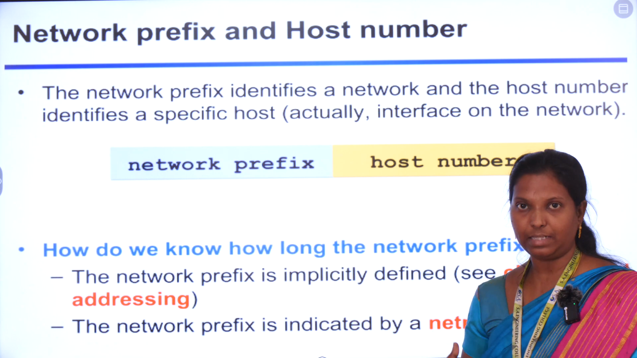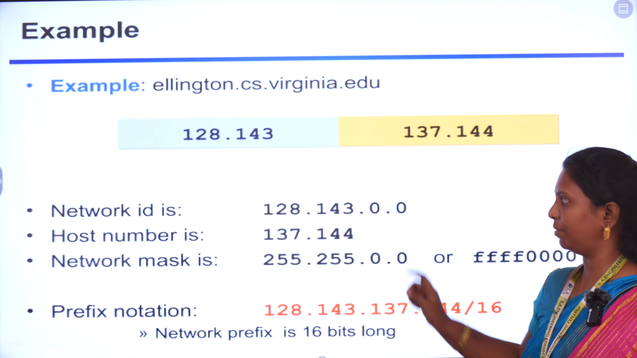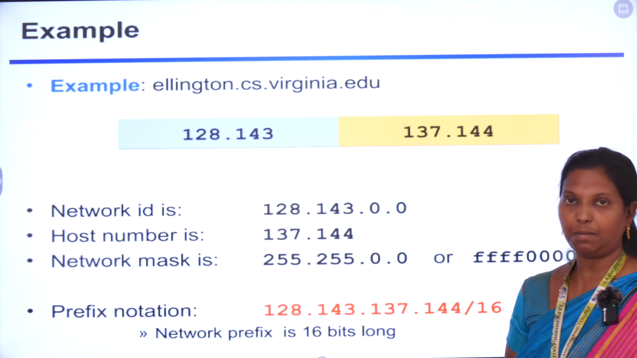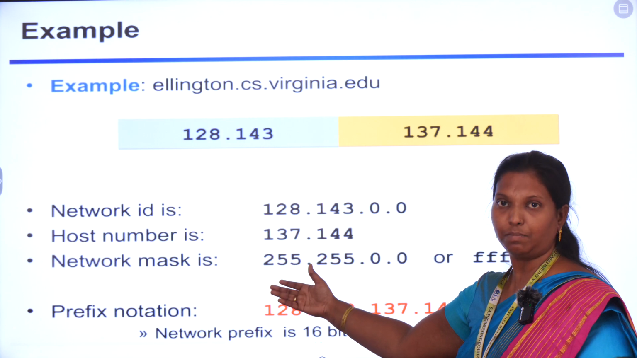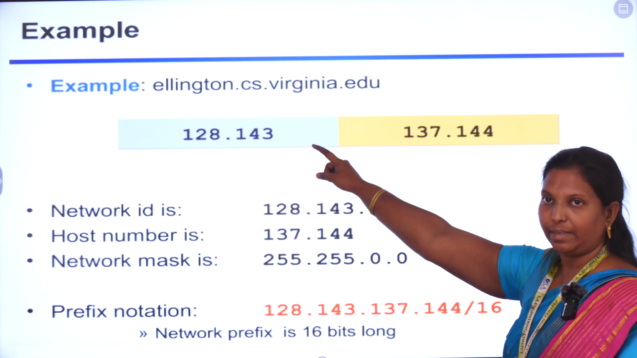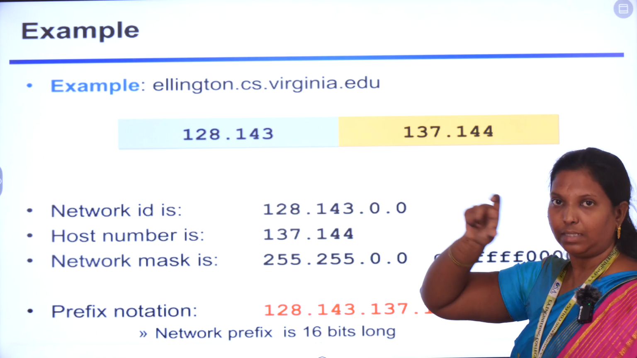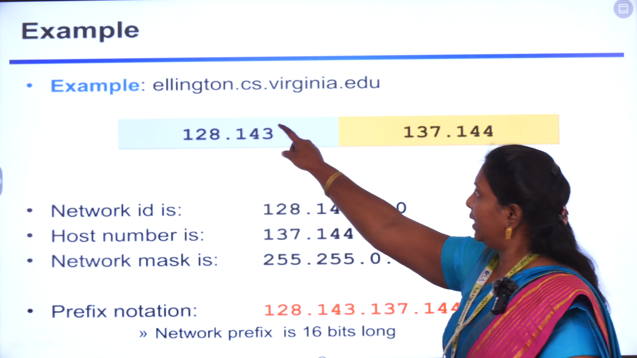First we have to define the net mask, then each and every organization will go with the network prefix. This is a best example for explaining how the network ID, host number and network mask are to be fixed. Say for example, the first one I have given here is an example of an organization that was associated with education.